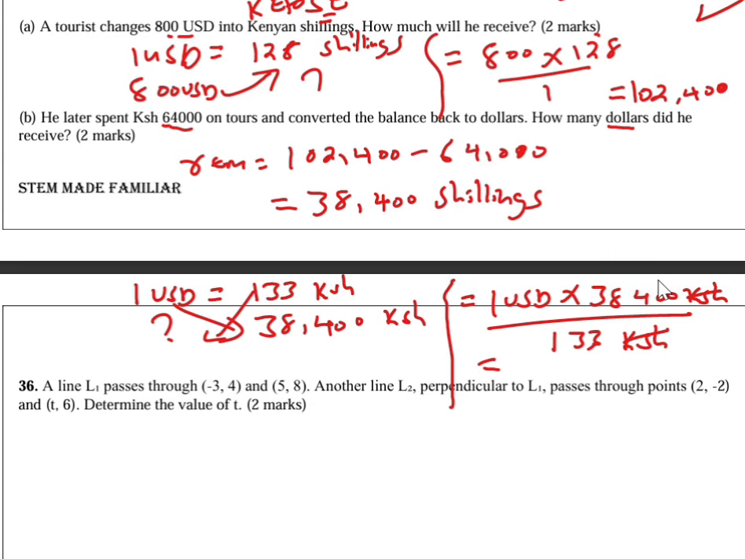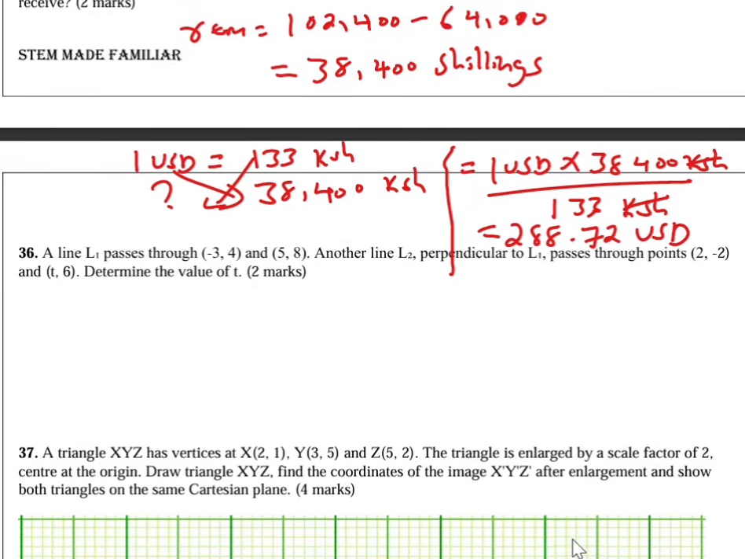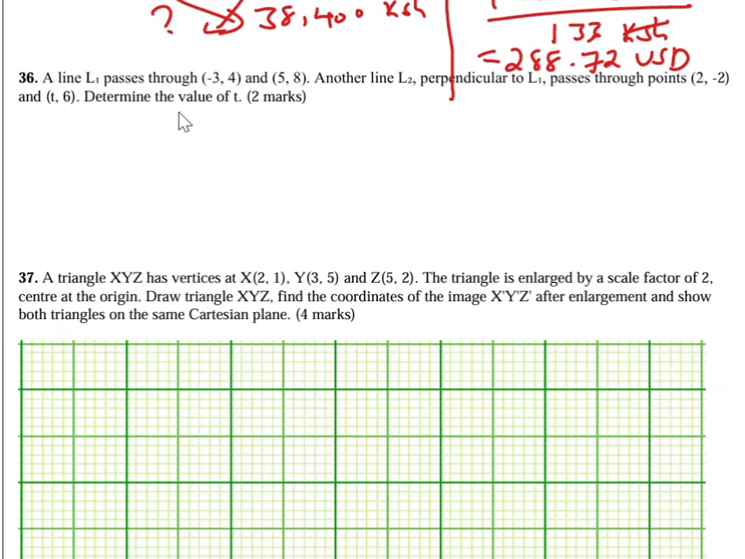So if you divide, you'd see it is 288.72 USD. So ukiangalia swali the nearest shilling or dollar, hivyo unaweza achia hapo 288.72. You'll score those 2 marks. But at 6, we continue.